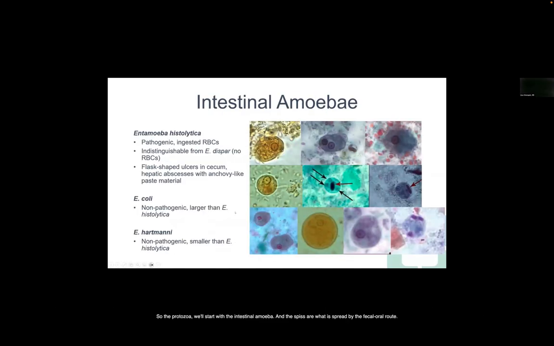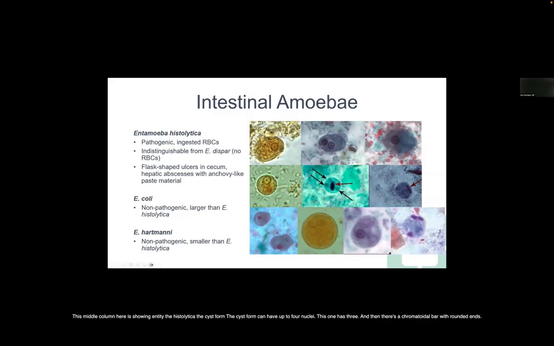So the protozoa, we'll start with the intestinal amoeba. The cysts are what is spread by the fecal-oral route, and then the motile trophozoite reproduces and is what causes the disease. So Entamoeba histolytica is a pathogen. It can show ingested red cells. This first row up here is images of the trophozoite form. This particular middle one has an ingested red cell. Entamoeba histolytica is indistinguishable from Entamoeba dispar, but Entamoeba dispar does not ingest red cells. What we see in tissue, Entamoeba histolytica will cause flask-shaped ulcers in the cecum and hepatic abscesses with an anchovy-like paste material.